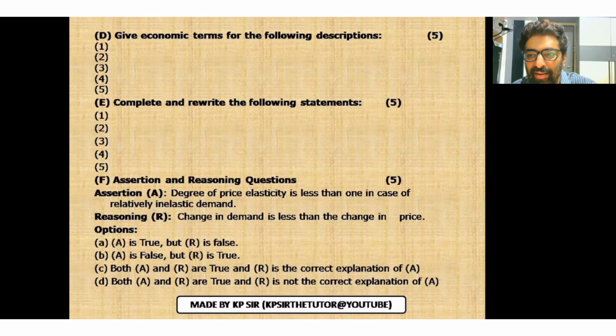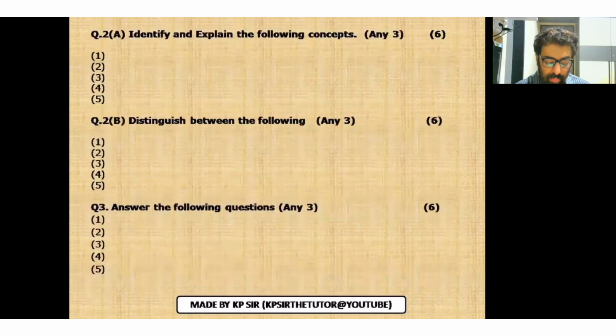How to solve it? I've made it very simple. There are 2 videos on it. One, if you want a quick revision, there's a video on assertion and reasoning in shorts, or else there is another full-fledged video with a detailed explanation of an example, near about 7.5 minutes. You can go through that video. I repeat, the link will be provided in this video itself.